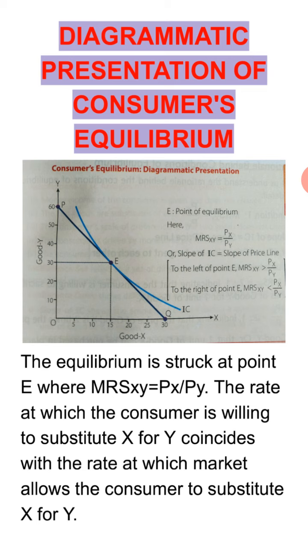The equilibrium is struck at point E where MRS of x and y, that is marginal rate of substitution of x and y commodity, is equal to PX/PY, that is the price line or the budget line. The rate at which the consumer is willing to substitute X for Y coincides with the rate at which the market allows the consumer to substitute X and Y. जहाँ पे हमारा marginal rate of substitution X का Y के लिए और प्राइस का रेशियो X एंड Y का क्या बन जाता है बेटा, इक्वल होता है. That is the point of equilibrium.